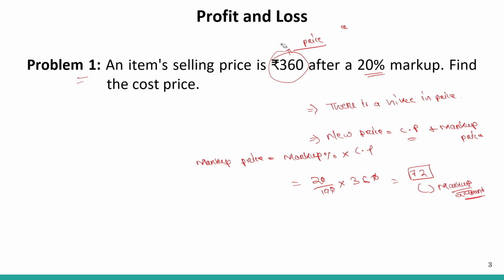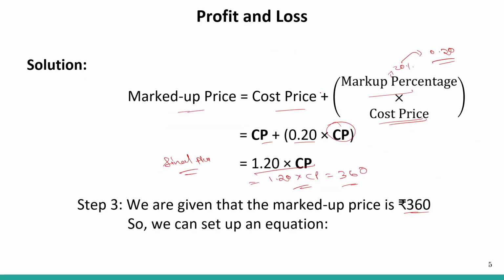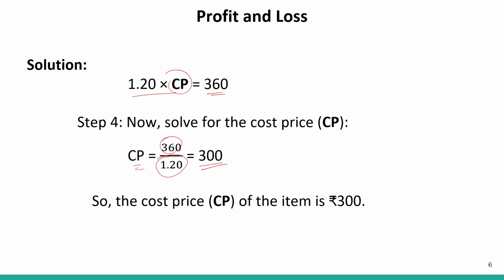So this is not the cost price, this is the selling price, because it is told that after a 20% markup. Here, "after" is also an important term. If it had been told that it is before a 20% markup, then this could have been taken as the cost price. So the cost price of the item is basically 300, because after a 20% markup it was sold for 360 rupees. So we learned how to solve this kind of problem.